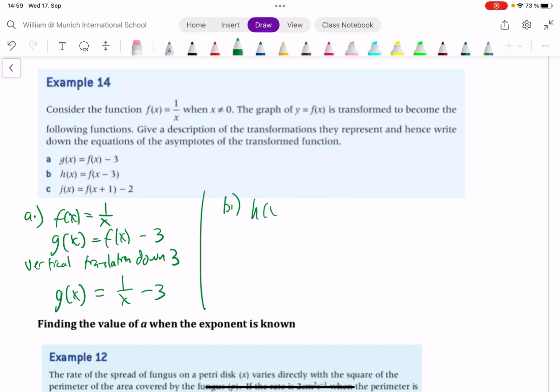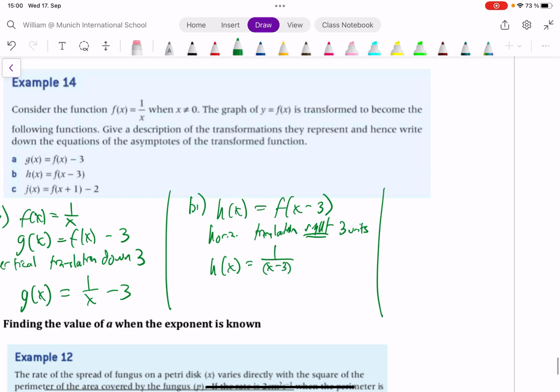So then B says, okay, let's have this h of x, and it's f of x minus 3, but inside the brackets. And so this represents a horizontal translation right 3 units. And so it would take the minus 3 and put it in with the x. So it'd be 1 over x minus 3, in brackets. You don't need those brackets, but just so we can see that it's in brackets. And so what that would do is move everything 3 units to the right. So it would move the vertical asymptote 3 units to the right, and the horizontal asymptote would stay where it is.